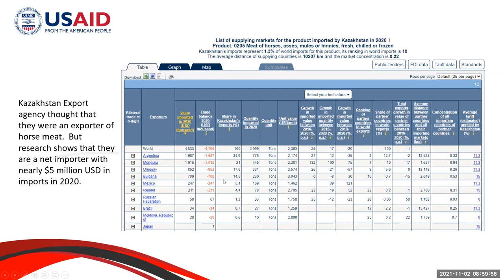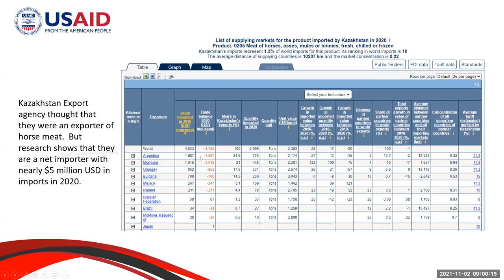This was a big shock to the government. They didn't realize that. They thought they were an exporter. And we showed them, no, you're importing a lot from Argentina, a lot from Mongolia, and they're probably in actuality importing a lot more than this from Mongolia because they have a very porous border between them and Mongolia.